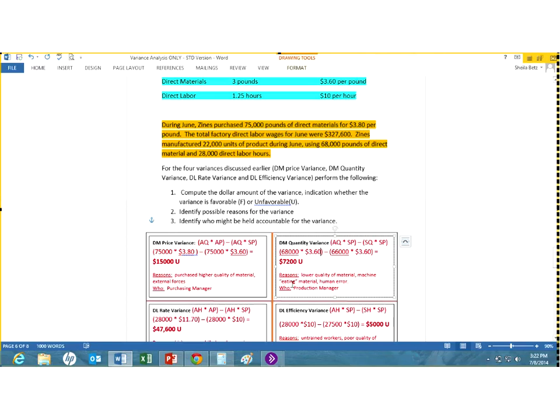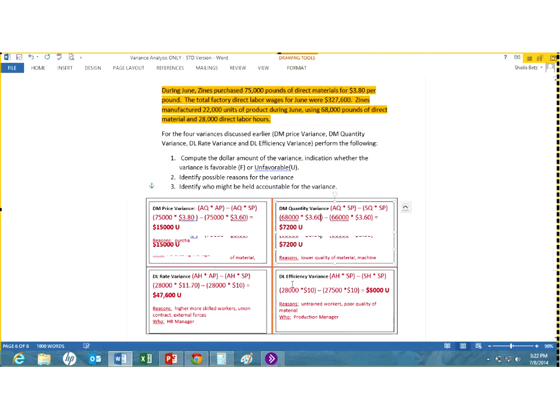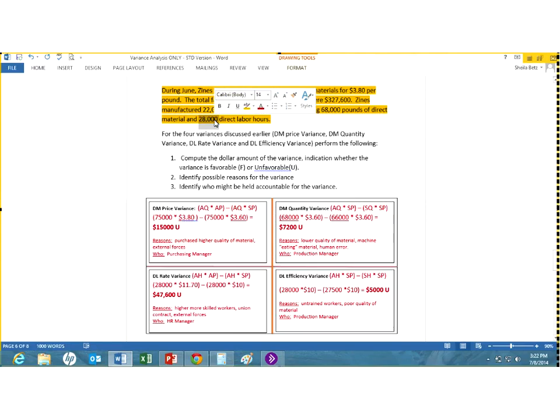All right, so we got 2 of the 4 variances done. Now let's look at the direct labor rate variance. The direct labor rate variance compares how much we paid versus what we had expected to pay. So it would be the actual hours times the actual price minus the actual hours times the standard price. Actual hours, how many hours did they work? Because we want actual data, we look at the yellow, and they worked 28,000 hours.